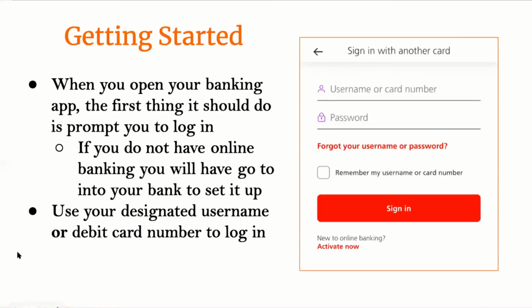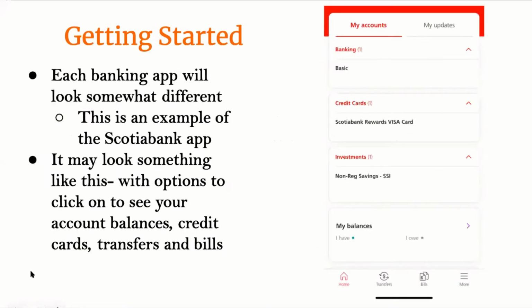Getting started. When you open your banking app, the first thing it should do is prompt you to log in. If you do not have online banking, you will have to go into your bank to set it up. Use your designated username or debit card number to log in. Each banking app will look somewhat different. This is an example of the Scotiabank app. It may look something like this, with options to click on to see your account balances, credit cards, transfers, and bills.